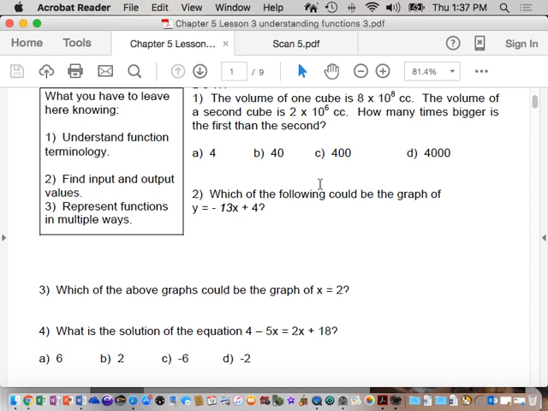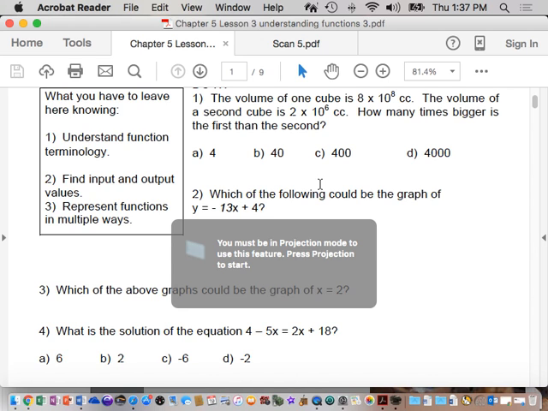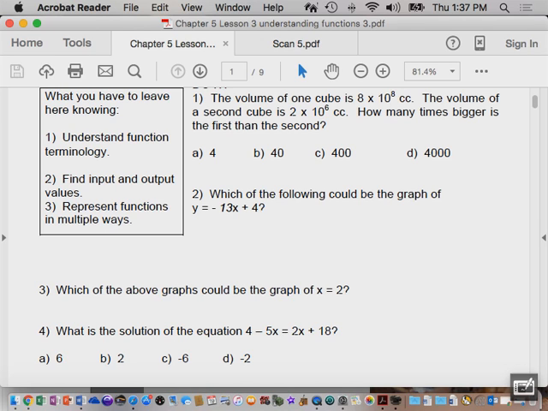A little bit of review here about volume, or more specifically about operating with these numbers. The volume of one cube is 8 times 10 to the 8th. The volume of the second is 2 times 10 to the 6th. How many times bigger is the first than the second? And we said yesterday, when we get these big ugly scientific notation numbers, before we ever attempt to do it in scientific notation, which can get confusing, we try to do it with regular numbers. So just call the first one 8 and the second one 2. How many times bigger is the first one than the second one? 4. And to do that, I do 8 divided by 2.